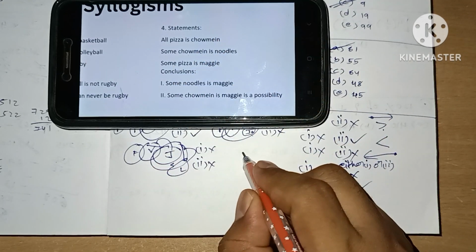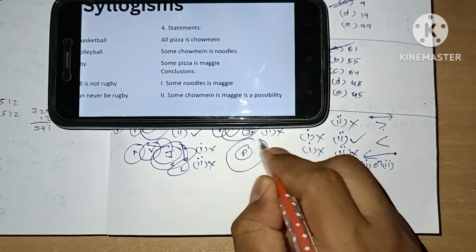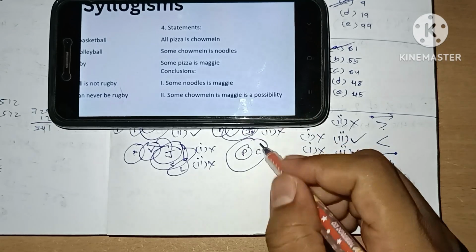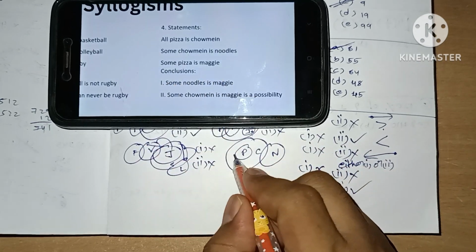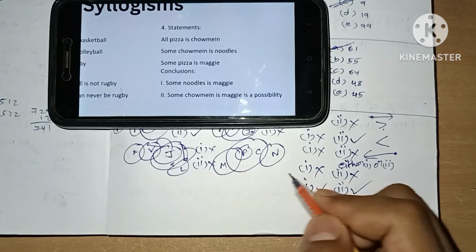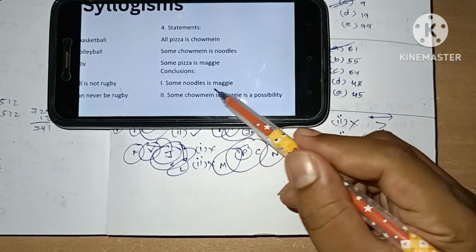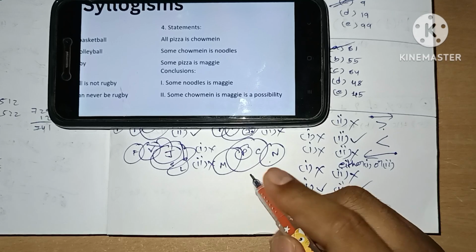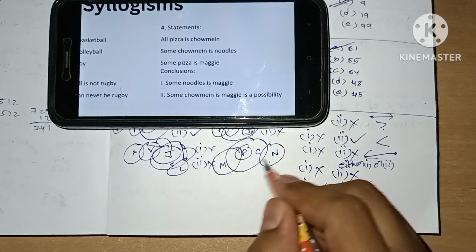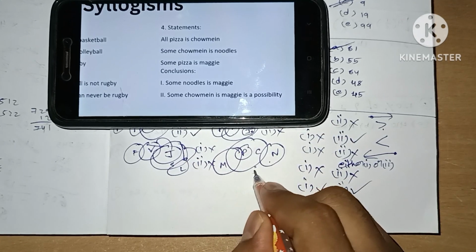All pizza is chow mein. Some chow mein is noodles. Some pizza is Maggie. Let's see the conclusions. Some noodles is Maggie. Some part of noodles is sharing with Maggie. It is a direct conclusion and there is no direct relation between these two. So the first conclusion is false.